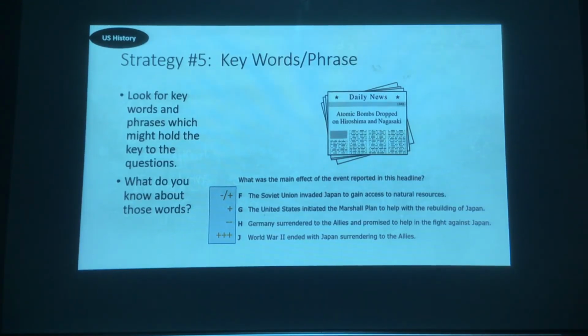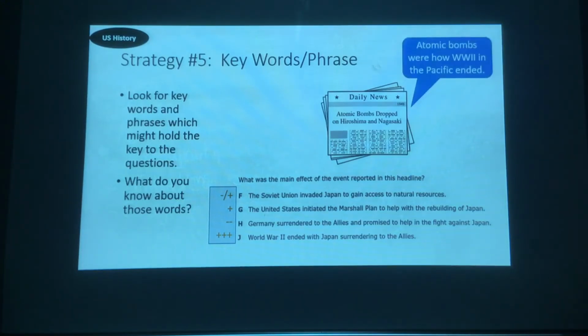So we have a prompt here, and it says atomic bombs dropped on Hiroshima and Nagasaki. And what was the main effect of the event as reported in this headline? And we can rank that on the side. Atomic bombs were how World War II in the Pacific ended. And then we can arrive at answer J. World War II ended with Japan surrendering to the Allies.